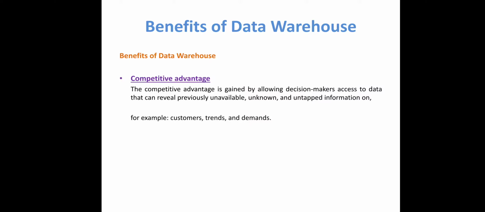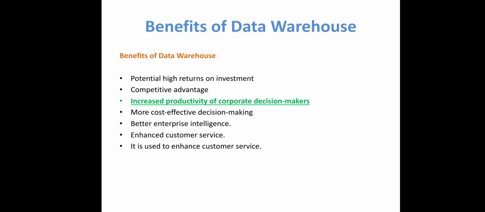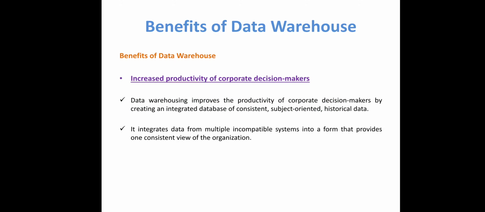Then the next thing we have is increased productivity of corporate decision makers. A data warehouse improves the productivity of corporate decision makers, right, by creating an integrated database of consistent, subject oriented, non-volatile, historical data. This is the purpose of the data warehouse. It integrates data from multiple incompatible systems. All of you know that integration is done from different sources, right. It brings multiple incompatible systems into a form that provides one consistent view, or we can say a unified view, of an organization.